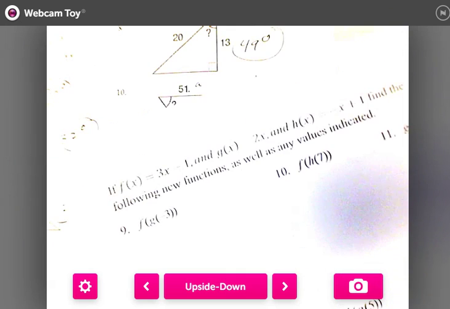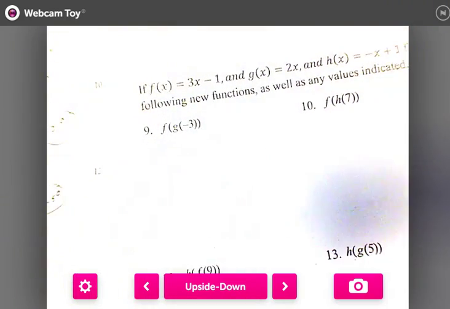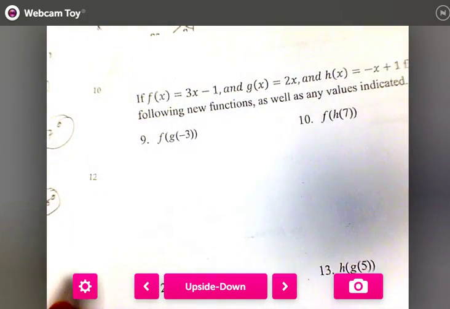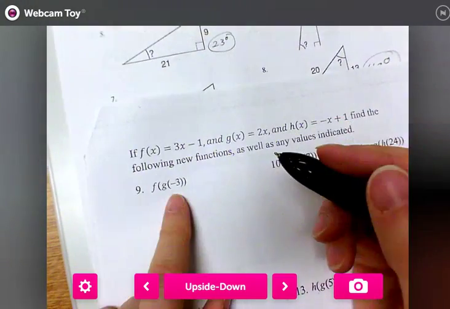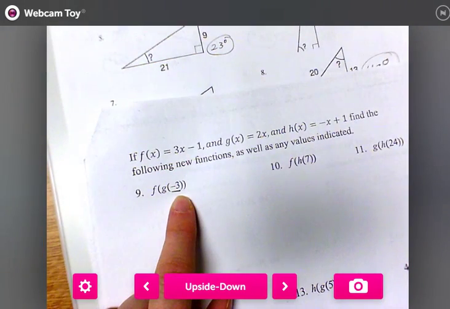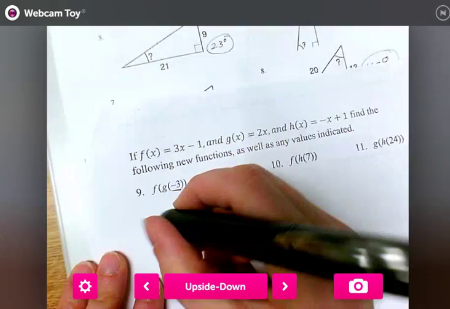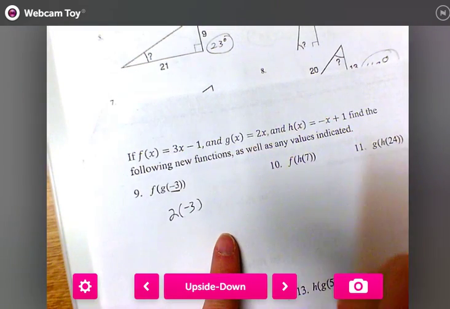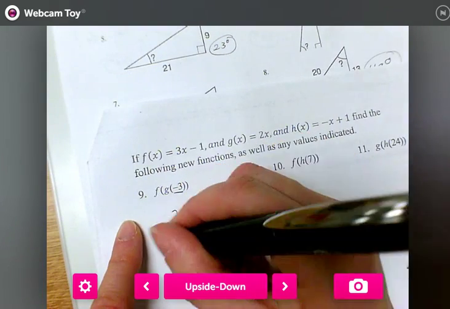Okay, for 9 through 12, we had some problems when we did this, so let's try this. All right, so for number 9, we're going to do it a different way than the original way I taught you. We're going to do it the second way because that seemed to work better. So I'm looking at the inside first. Now you see this negative 3 right there means wherever there's an x, you stick a negative 3, right? So first we're going to look at g. g is 2 times x, right? So I'm just going to put 2 times negative 3. We good so far? Yeah. Okay. Now, wherever there's an x, we're going to put this whole thing, 2 times negative 3.